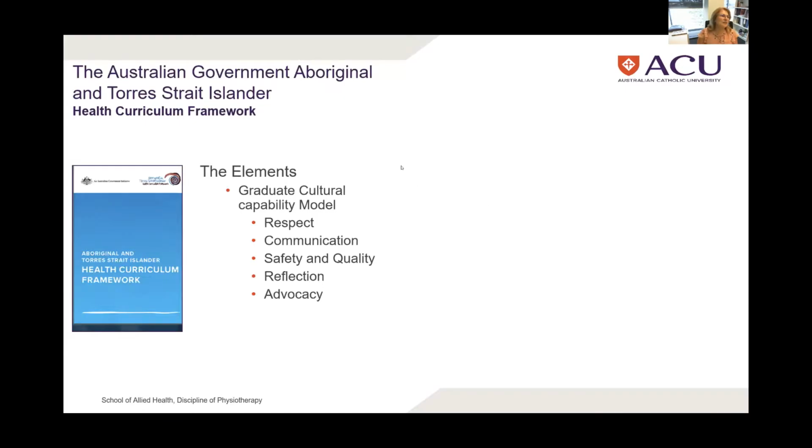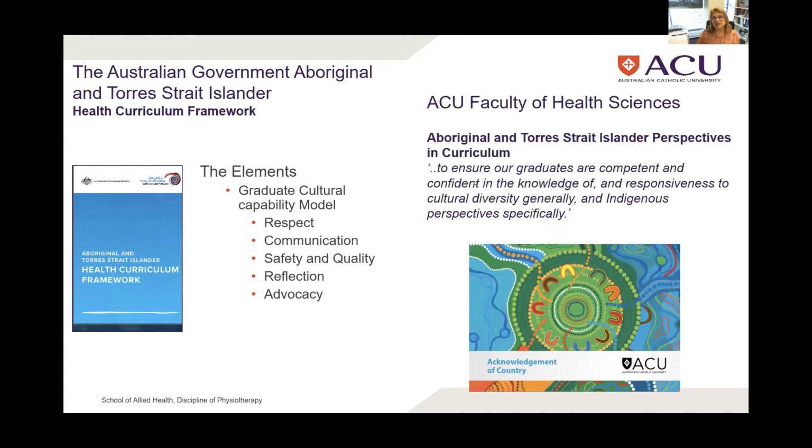So the Australian Government Aboriginal and Torres Strait Islander Health Curriculum Framework has described 5 elements that should be included in a graduate cultural capability model. And these include respect, communication, safety and quality, reflection, and advocacy. And as such, at the Australian Catholic University, the Faculty of Health Sciences has developed the Aboriginal and Torres Strait Islander perspectives in curriculum. And this is so that we can ensure that our graduates are both competent and confident in the knowledge and responsiveness of cultural diversity generally, but also and specifically in Indigenous perspectives.